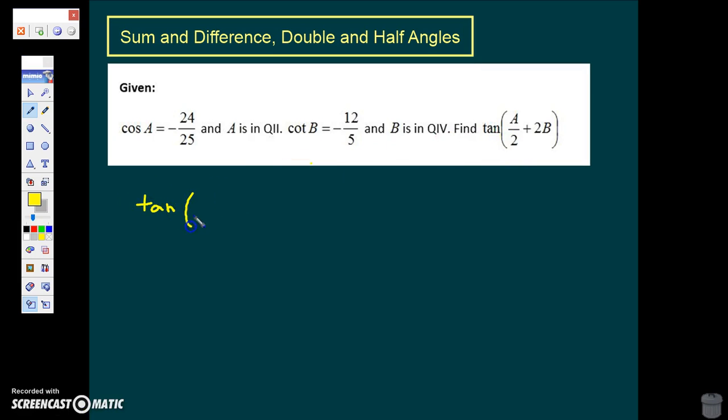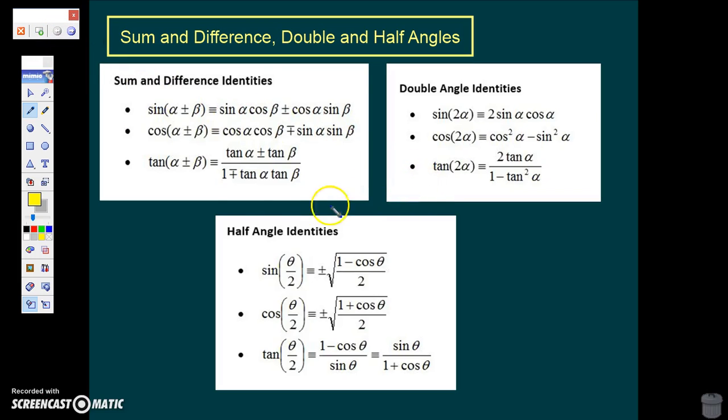Tangent of A over 2 plus 2B. So you're adding two angles here, this one and this one, for tangent. Let's see the formula to use. Tangent of A plus B is this, so you're using the plus in the numerator, and in the denominator it's the minus sign. So tan of the first plus tan of the second, all over 1 minus the product of the two tangents.